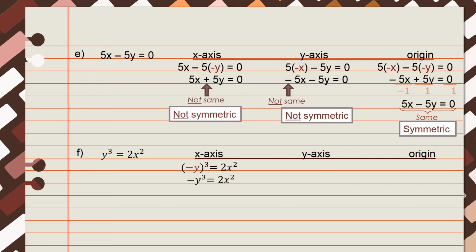Now compare this to the original equation. Is it the same? No. So since we have one sign that is not the same, we simply say this is not symmetric to the x-axis. Now for the y-axis.